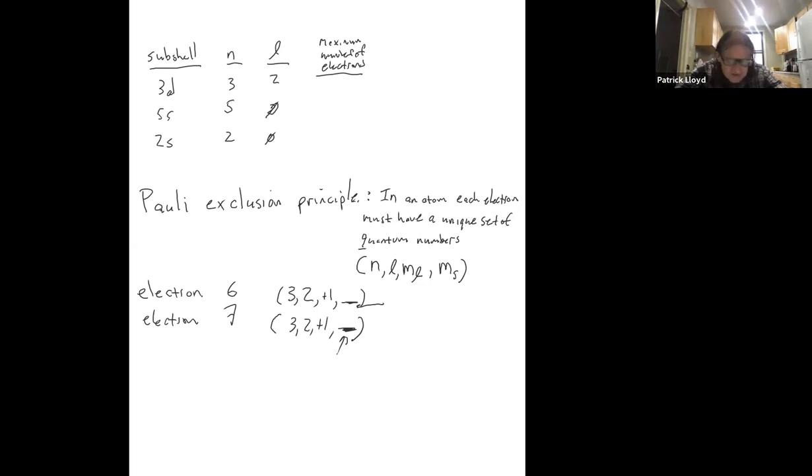So what's this 4th quantum number? It turns out the 4th quantum number is not really about the atom itself or the orbitals. It's really about the intrinsic property of an electron. It's called the magnetic spin quantum number. That's where the S comes from. So m sub s.